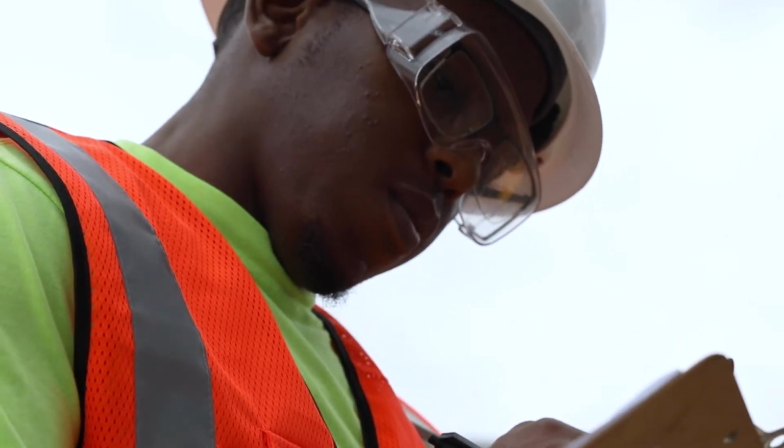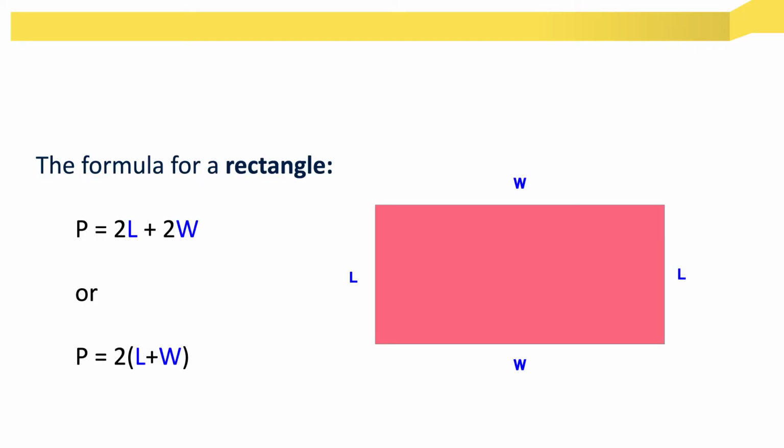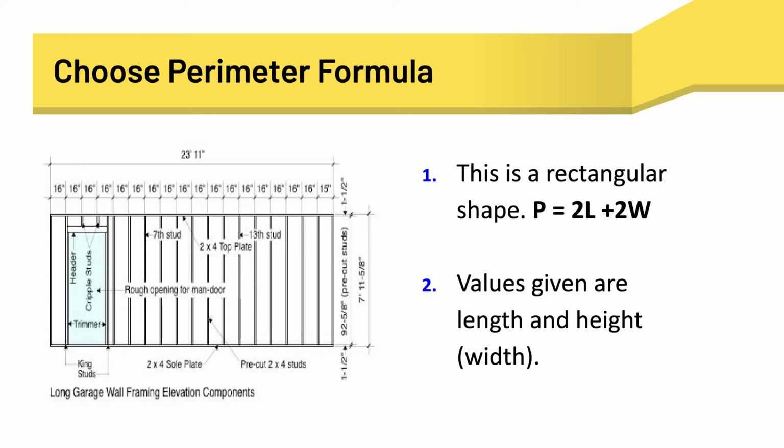Isaiah begins by looking at the shape he is dealing with. It's rectangular. This means he wants to use the perimeter of a rectangle. The formula for this is P equals 2L plus 2W, or P equals 2 times L plus W. The wall is described as 23 feet 11 inches long. That will go in for length.